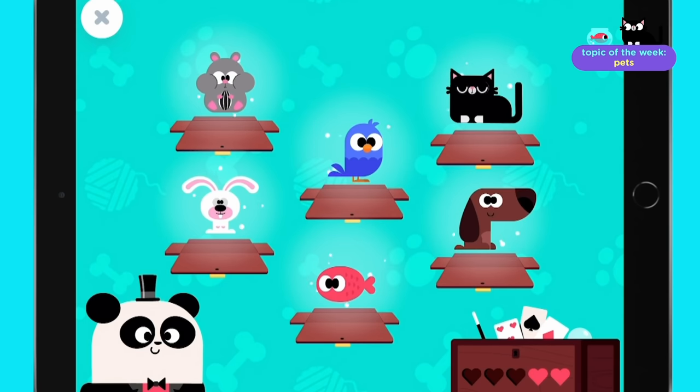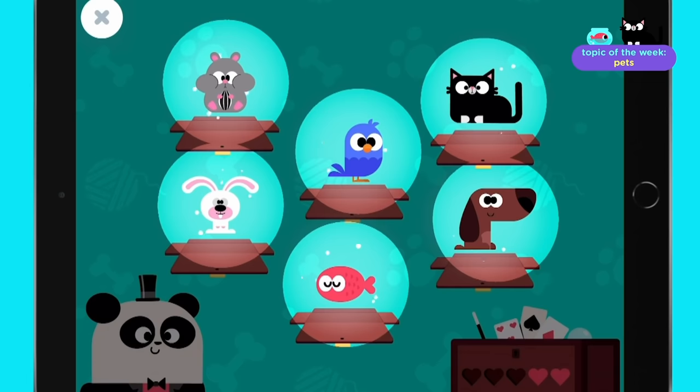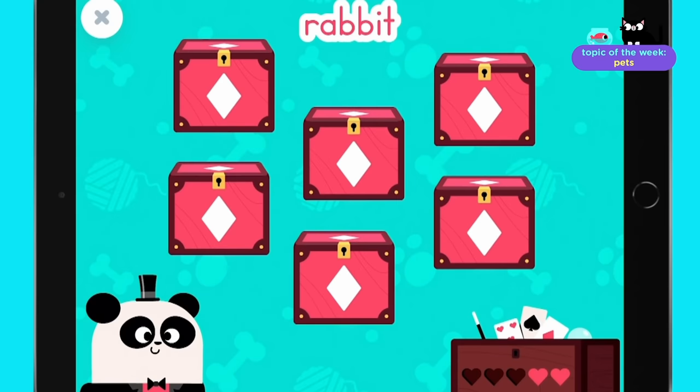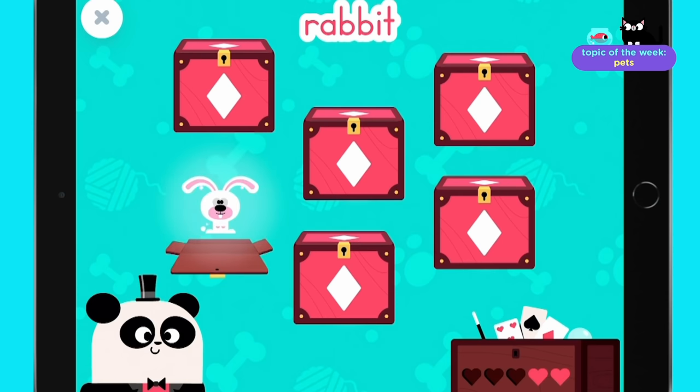Look at the pictures and try to remember them. Rabbit. Great! You found the rabbit.